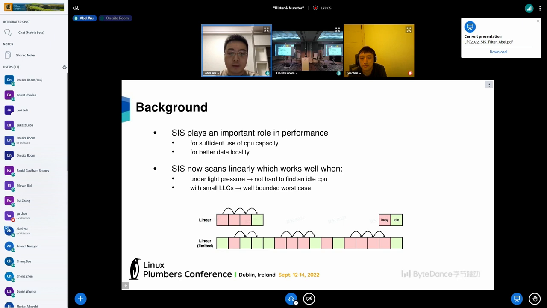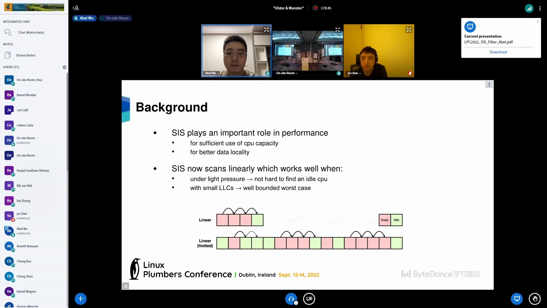Okay, let's first check the background. SIS is the fast path of selecting a run queue to place the CFS task. It plays an important role in maximizing the utilization of CPU resources. When selecting, cache hot CPUs are given the most preference. And if they are busy, then a domain scan on the target LLC is done, trying to locate an idle core or idle CPUs. And the SIS domain scan is the part where the filter targets.